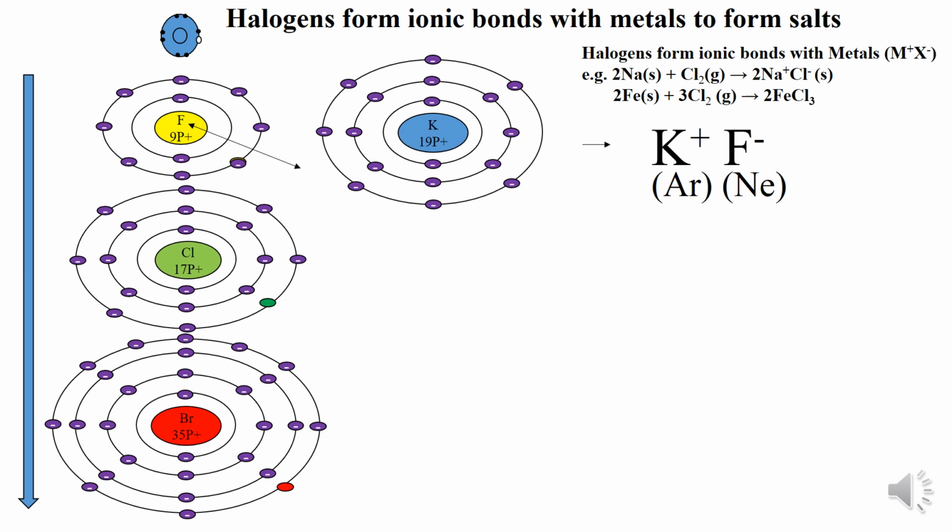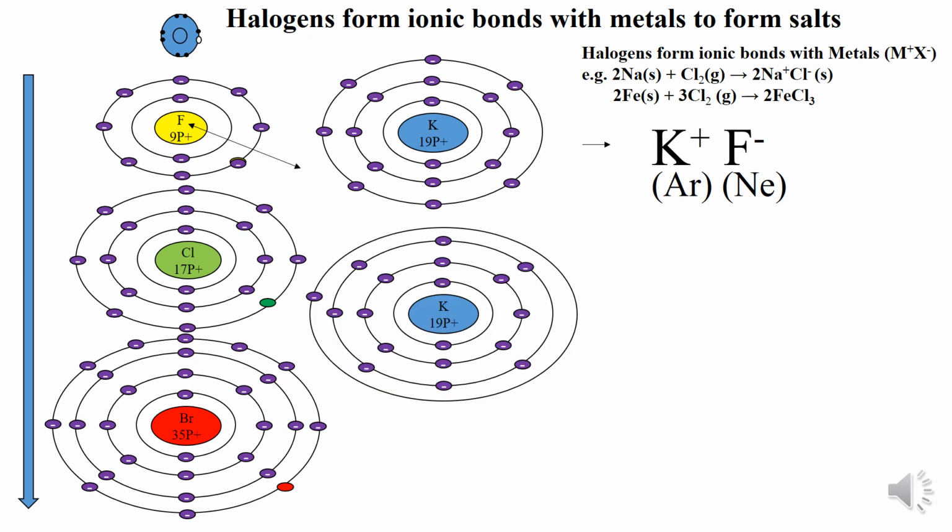So potassium reacts with fluorine to form potassium fluoride, and after the reaction, the potassium ion attains the stable electronic configuration of argon, while the fluoride ion attains the stable electronic configuration of neon. So this is the driving force behind the ionic bond formation between fluorine and potassium. And the same mechanism holds good even for the other halogens that react with potassium.